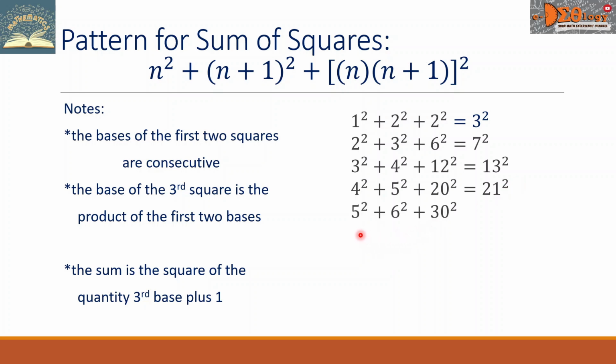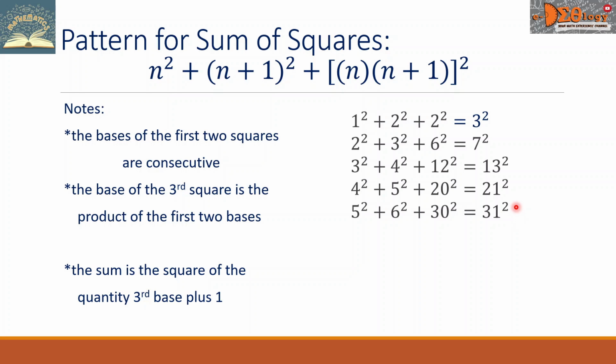Another example, 5 squared plus 6 squared plus 30 squared. 5 and 6 are consecutive. 30 is the product of 5 and 6. Then the answer, 30 plus 1 is 31.